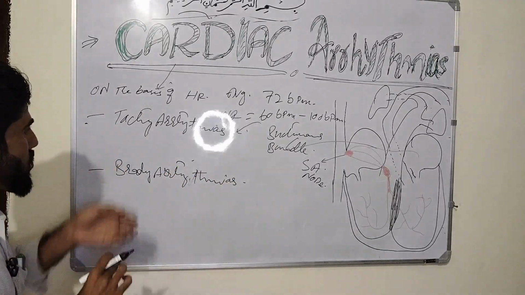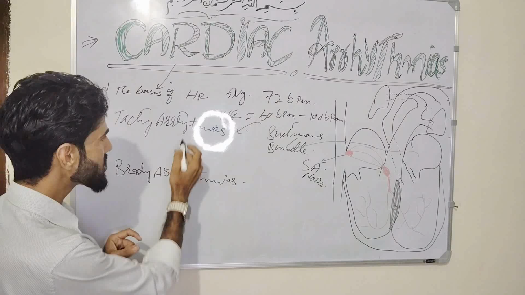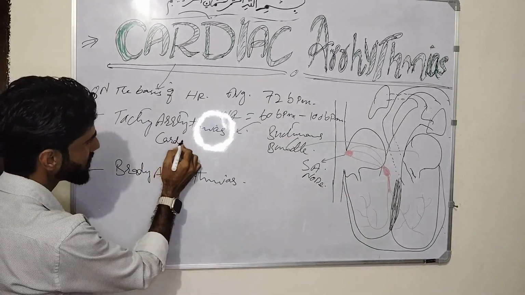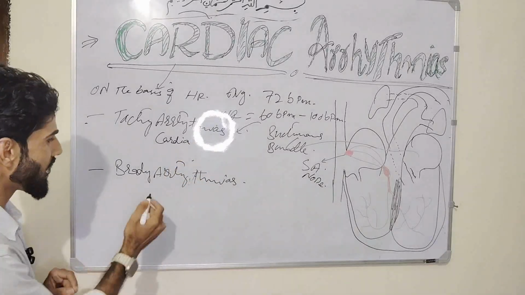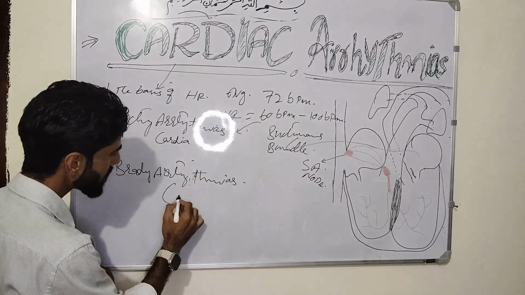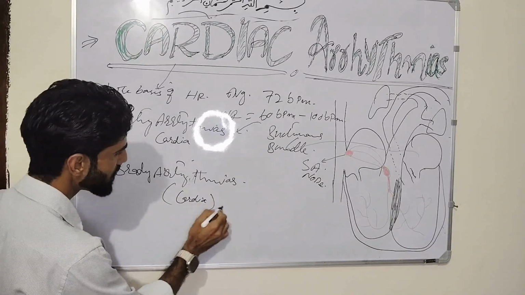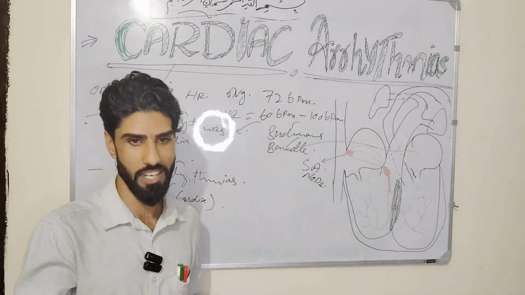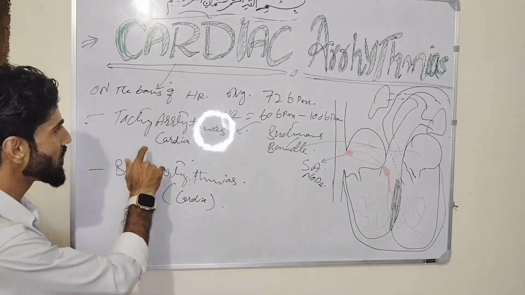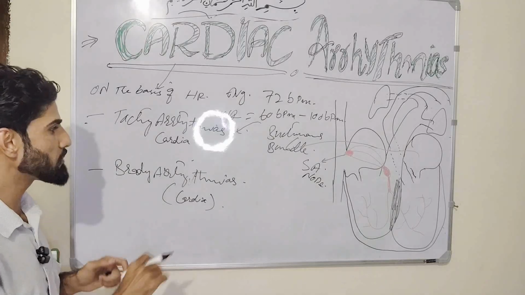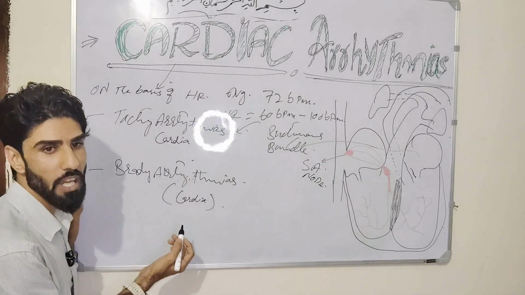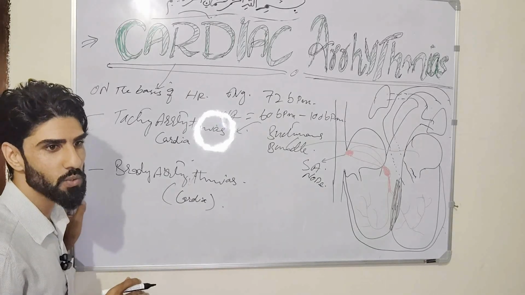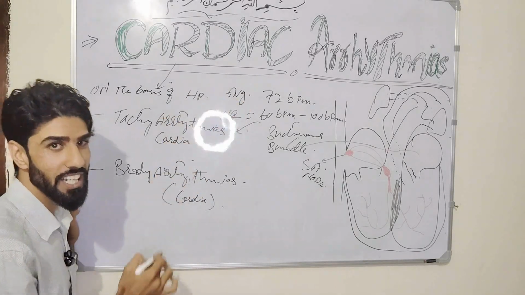You can also call it tachycardia, tachyarrhythmia, or bradyarrhythmias, or simply bradycardia. Tachycardia means when the heart rate is more than 100 beats per minute. But bradyarrhythmia is when the heart rate is less than 60 beats per minute. That condition is called a cardiac arrhythmia.